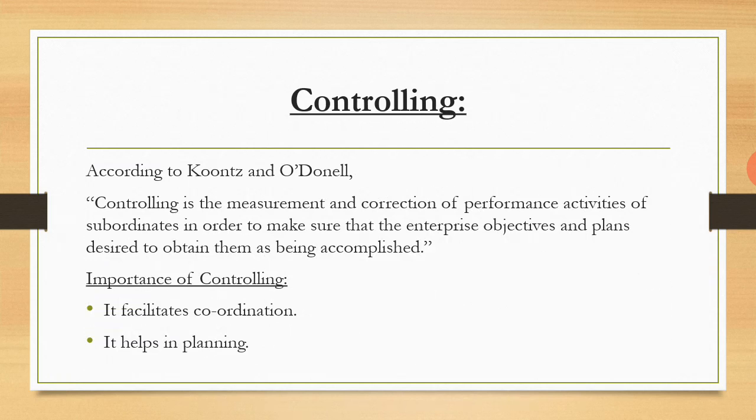The last function of management is controlling. According to Coons and O'Donnell, controlling is the measurement or correction of performance activities of subordinates in order to make sure that enterprise objectives and the plans devised to attain them are being accomplished. So in controlling, we check whether we have achieved our objectives or not, and if not, we take corrective measures. The importance of controlling is that it facilitates coordination and helps in planning. With controlling, we can coordinate the activities and plan for the future.